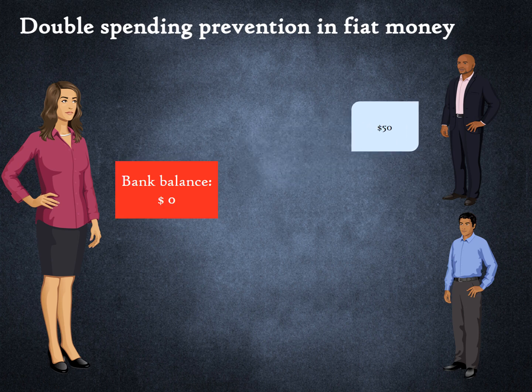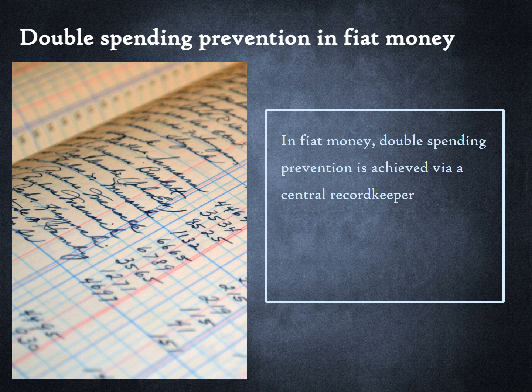The reason is that when she pays $50 to Tom, the bank updates the record to reflect that she has zero balance. In fiat money, double spending prevention is achieved via a central record keeper, in the form of a bank. In cryptocurrencies, there is no central record keeper. However, there needs to be an alternative way to prevent double spending.